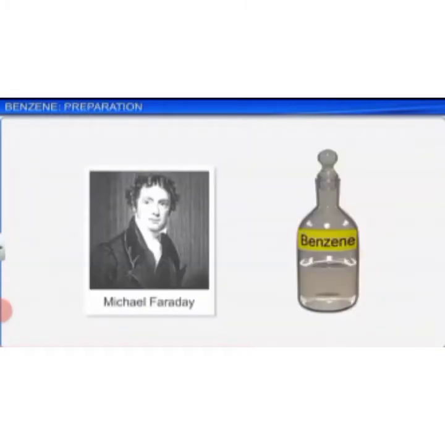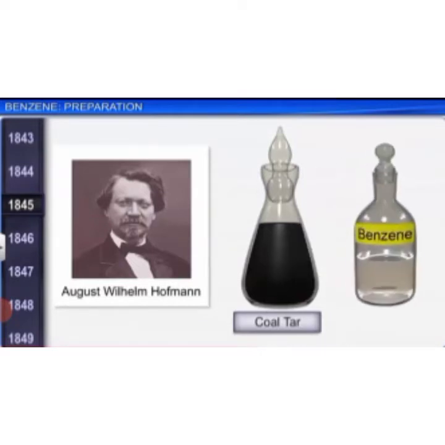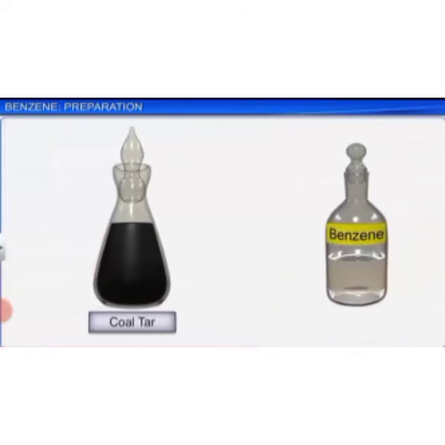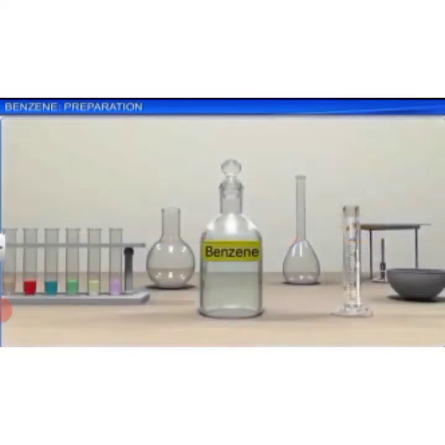Benzene was first isolated by Michael Faraday. In 1845, August Wilhelm Hofmann and his team isolated benzene from coal tar. Commercially, benzene is isolated from coal tar by subjecting it to fractional distillation. However, we can also prepare benzene in the laboratory by several methods.